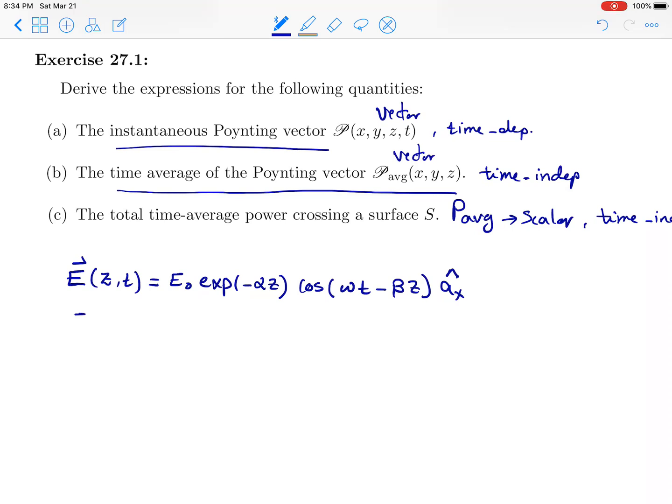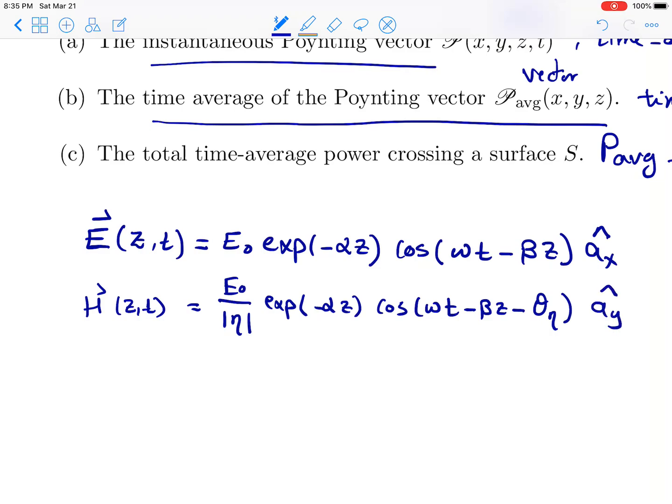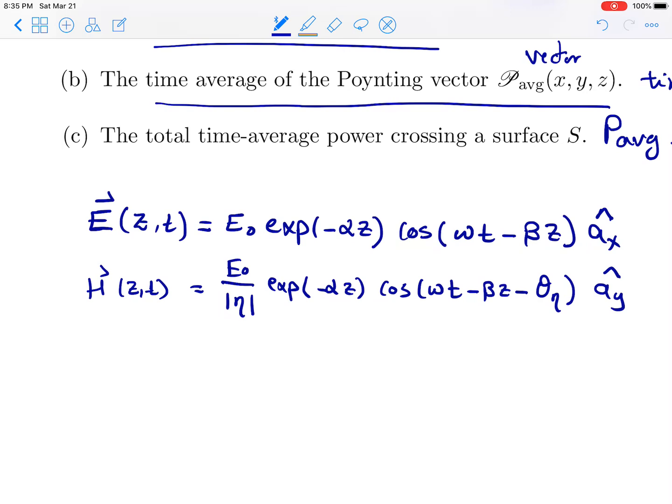Since the wave is propagating along the positive z direction, the magnetic field should be like this. The magnitude of the magnetic field should be the magnitude of the electric field scaled by the inverse of the intrinsic impedance of the medium. The attenuation should remain as it is, the oscillation frequency should remain as it is, and it should be phase shifted by the phase of the intrinsic impedance. And the direction should be along the positive y direction.